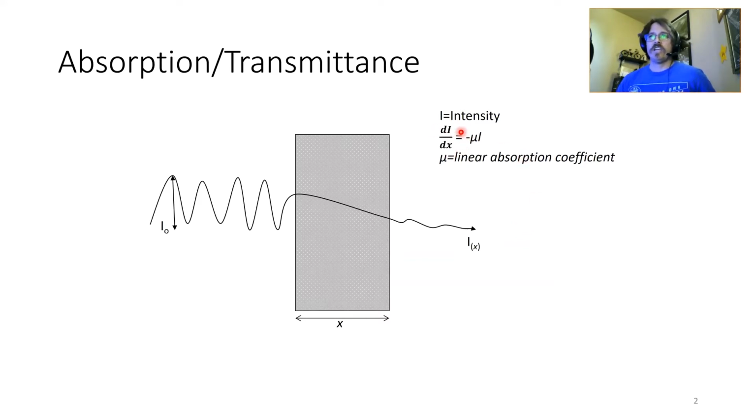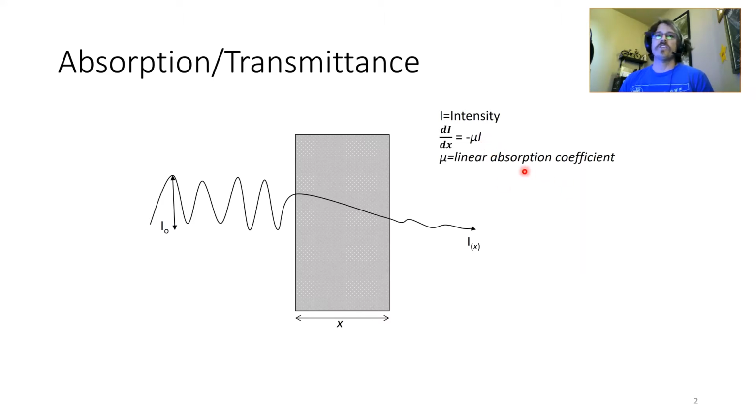dI/dx, the change in intensity over the change in distance, is equal to negative mu times the intensity. So negative mu times the intensity. This expresses the amount of attenuation a beam will encounter as it goes through a substance of thickness x, in terms of negative mu times I, which is the intensity.